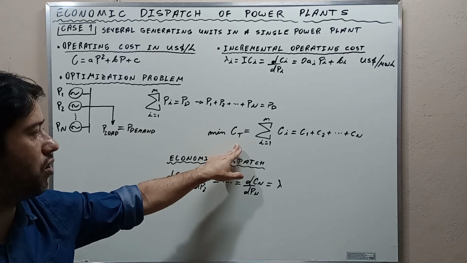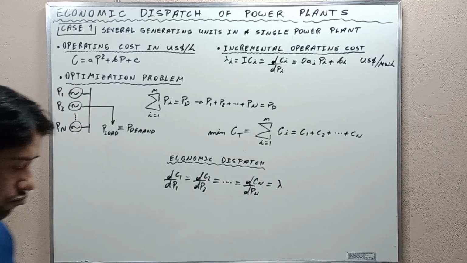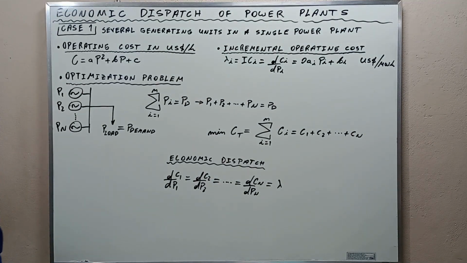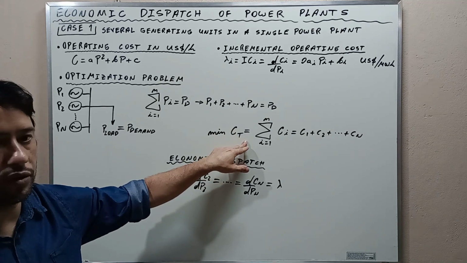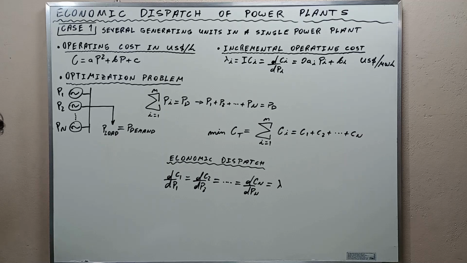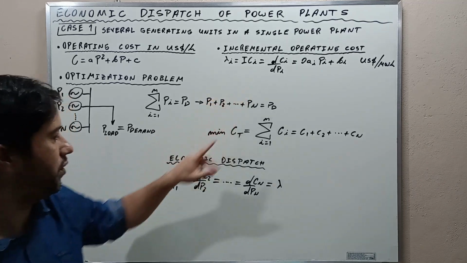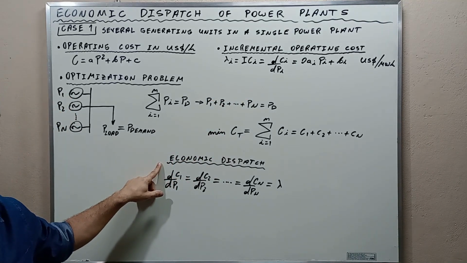This is our optimization problem. We want to minimize the cost, and the total cost is the sum of the individual costs. We seek the minimization of the total operating costs subject to generation constraints. And after we carry out this optimization, we find this, the economic dispatch. For economic dispatch, all units must operate at the same incremental operating cost. Okay? When this happens, we have optimal dispatch.